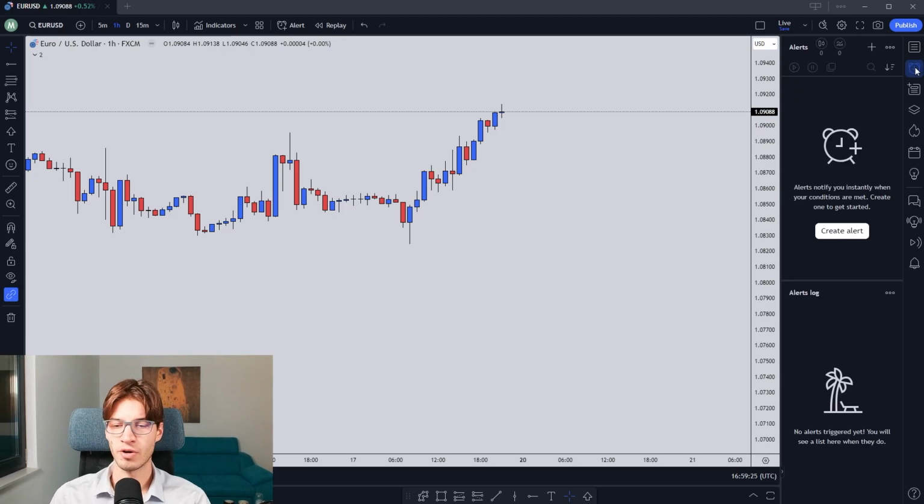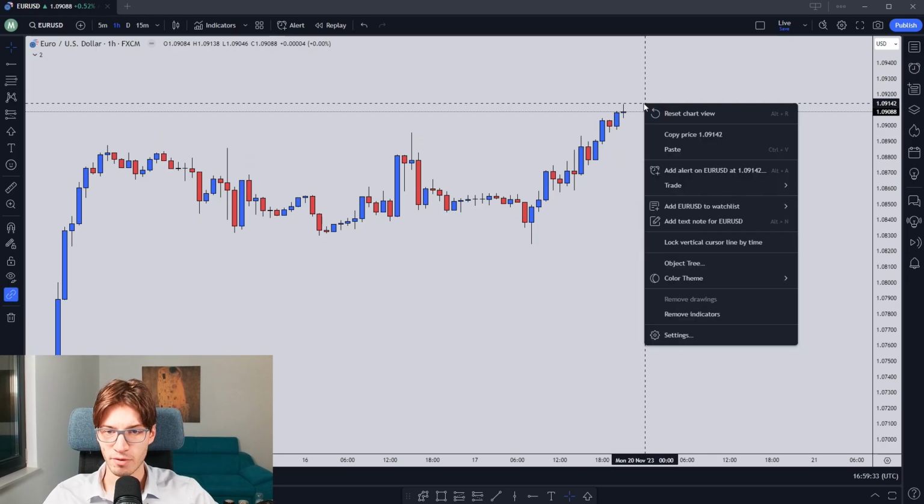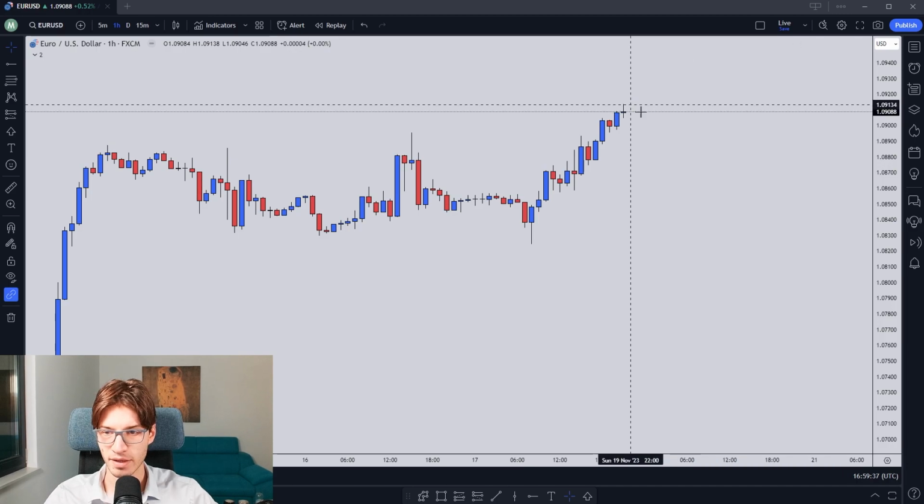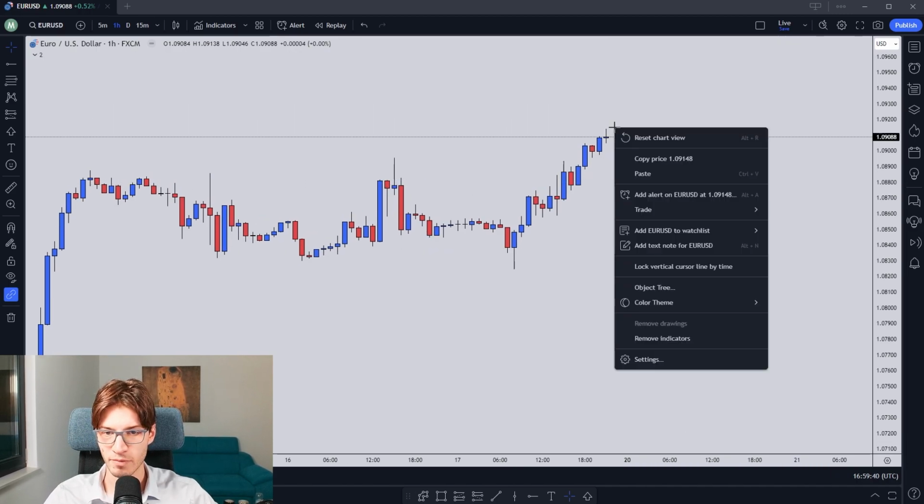And here are your alerts as well. I do use alerts, so you need the premium subscription for the alerts as well. How to add an alert? Well, just right click and then add alert. And basically it should be added somewhere right now.